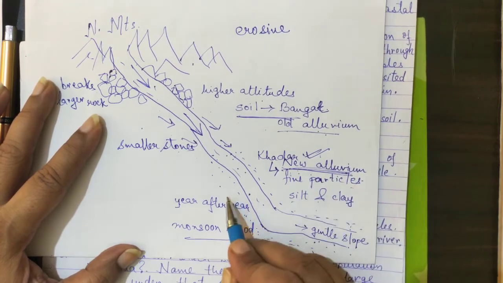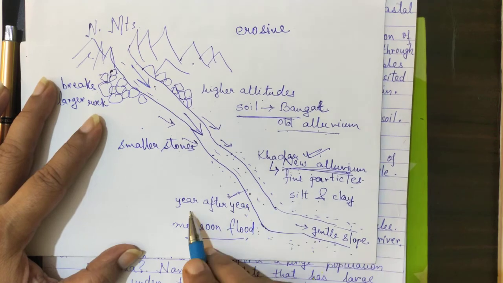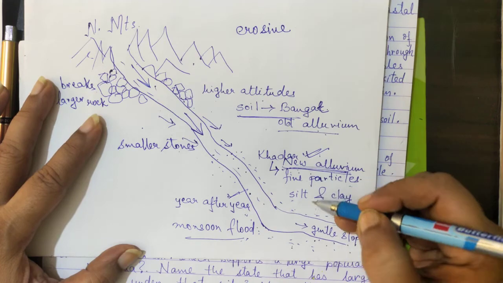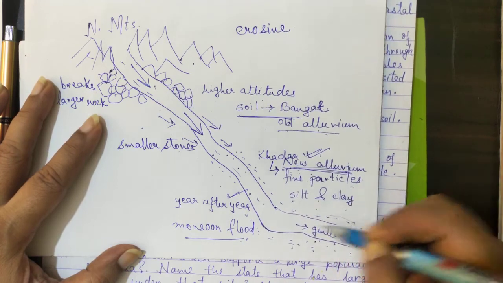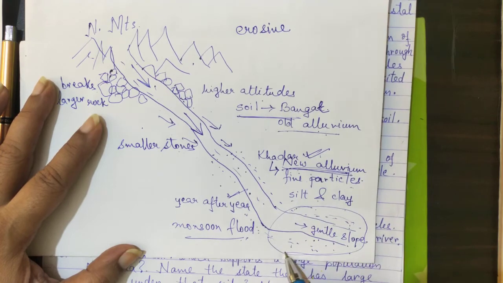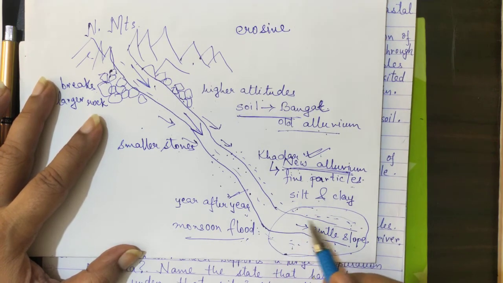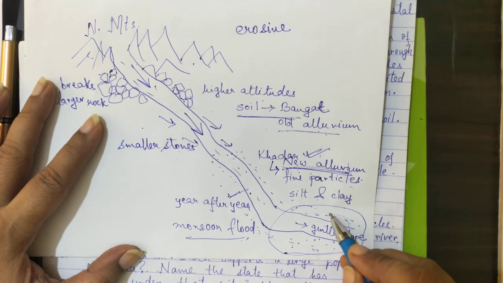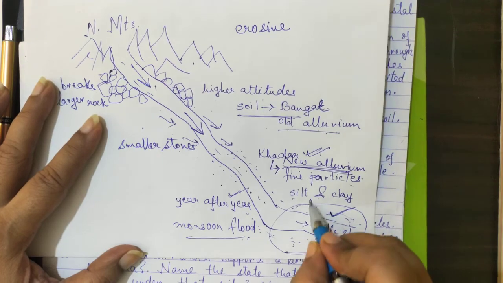Now, why are they called new alluvium soil? Because they are deposited every year. Year after year, due to the monsoonal floods, this fine silt is deposited on the banks of the river. These areas, with gentle slope and silt or fine clay, are called Khadar soil, which is newer alluvium soil, and it is very fertile soil.